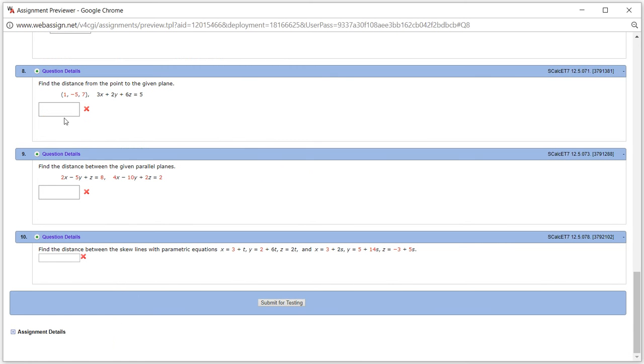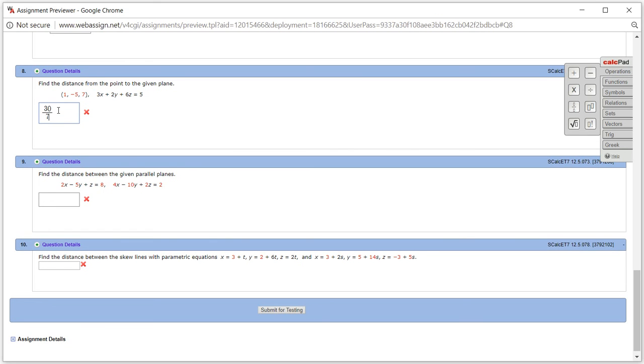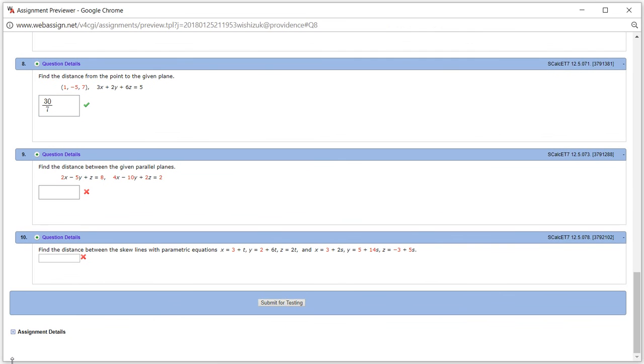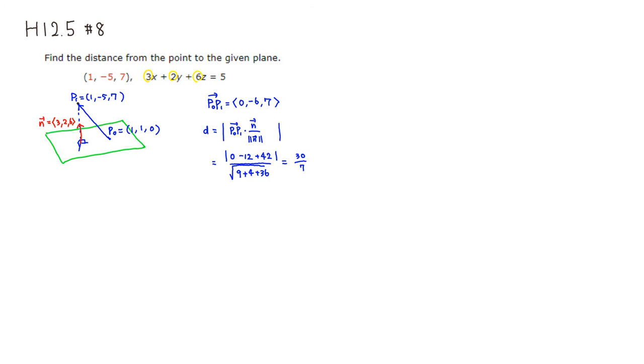All right, let's type it in: 30 over 7. Let's submit for testing. It came back and looks like we got this one correctly. That's it. I hope that this was clear.